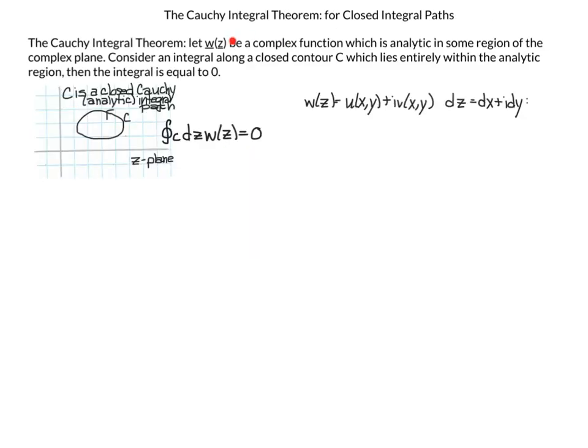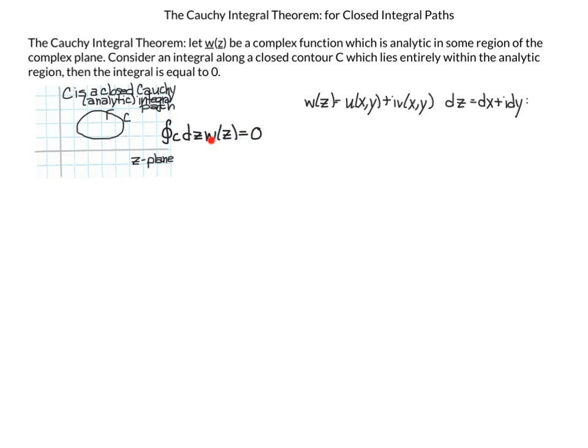Before I do examples of this theorem, I'm going to derive or show you why the integral is equal to 0. I think this derivation is important because it uses the Cauchy-Riemann conditions, so I think it's worth looking over. Otherwise, I would have put it at the end of my video.